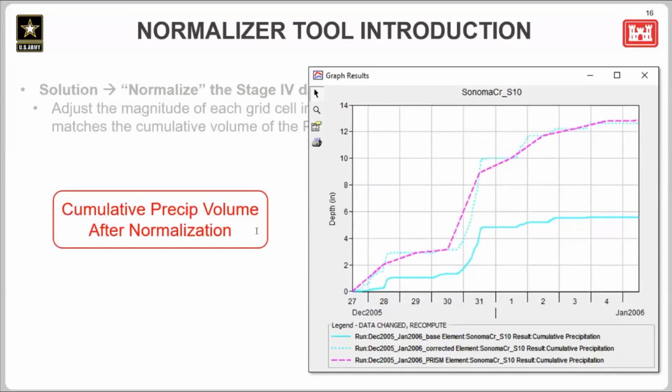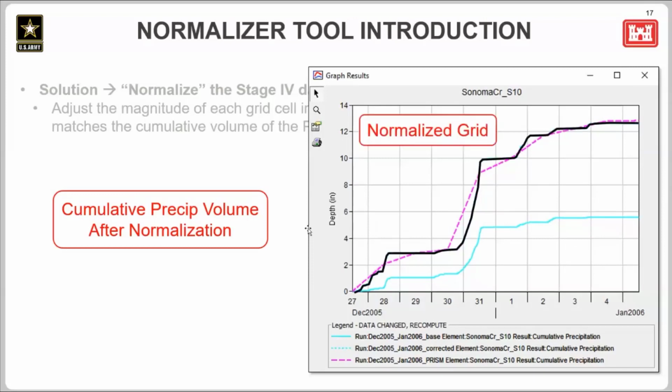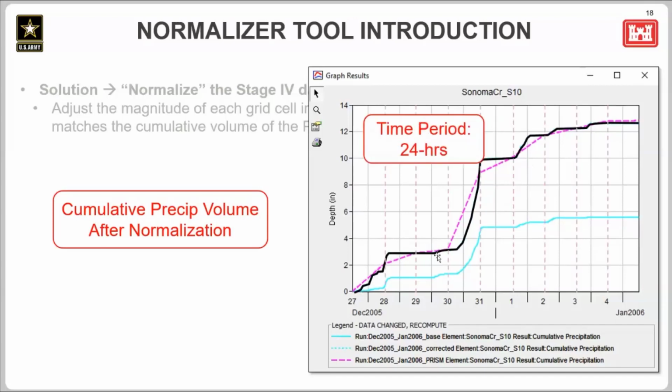After we run the Normalizer tool, we come up with our normalized grid. This is what our cumulative volume of that grid is going to look like. You see it has a similar shape to the stage 4 grid, but the magnitude is increased. And you see that it basically intersects the pink line in 24-hour intervals. The reason it's intersecting the pink line in 24-hour intervals is because we have chosen a 24-hour normalization interval when we use the Normalizer tool. I'll get into that in just a second.